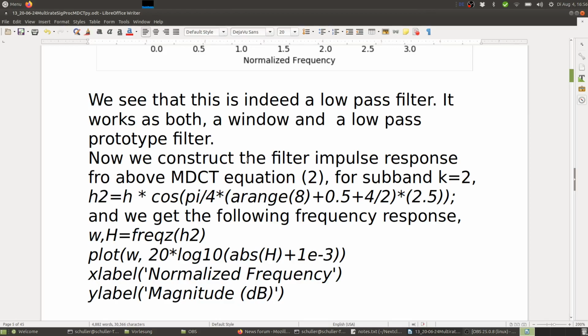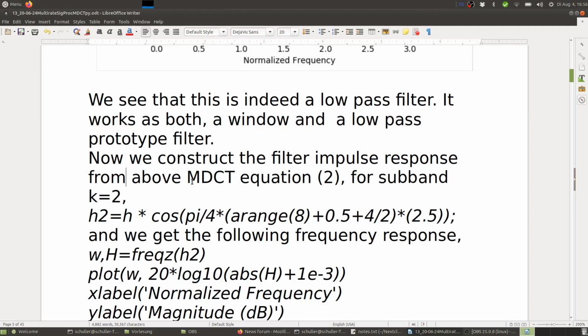Now we construct the filter impulse response from the above MDCT equation for subband k equals 2. Right? So now we look at the resulting filters. So we just saw the baseband prototype, the sine window h, and now we look at h k for k equals 2.